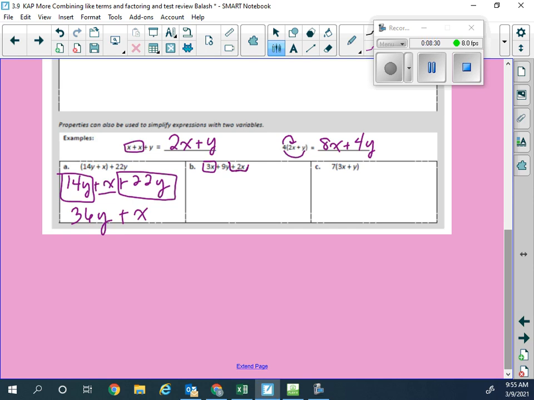3x plus 2x would be 5x plus 9y. Can I do anything further? How about the next one? What does this mean? Distributive. So 7 times 3x would be 21x, and 7 times y, 7y. And I can't go any further. Guys, does anybody have any questions so far?